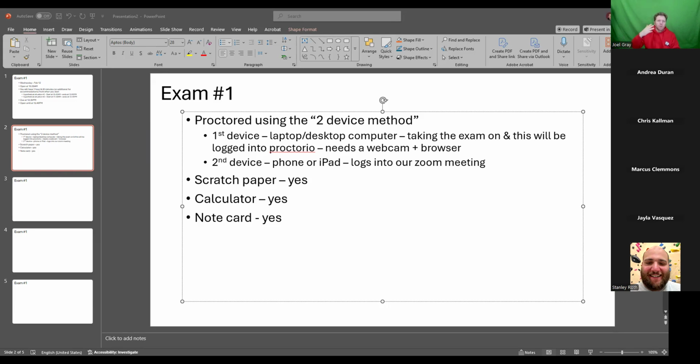If, however, I'm taking my exam at Mochas and Javas, there's going to be lots of people talking. Proctorio does need access to your microphone. So if you're taking your exam at Mochas and Javas or something like that, Proctorio is going to notify me and give a suspicion score of 100. And I'm going to be like, hmm.